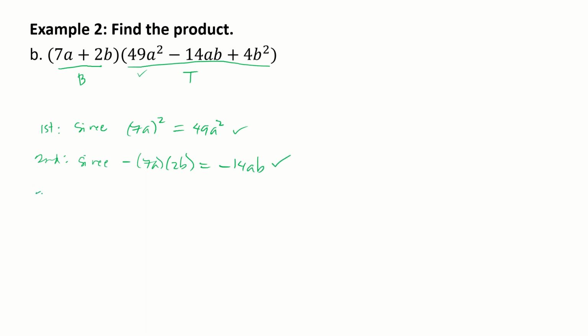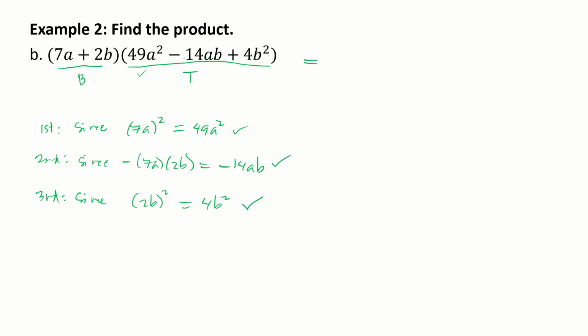So that's a yes. Then third, the third term of our trinomial must be the square of our second term in our binomial. The square of 2b is 4b squared, and that's the third term of the trinomial, so that's a yes. So in short, the special product of binomial and trinomial is applicable here.